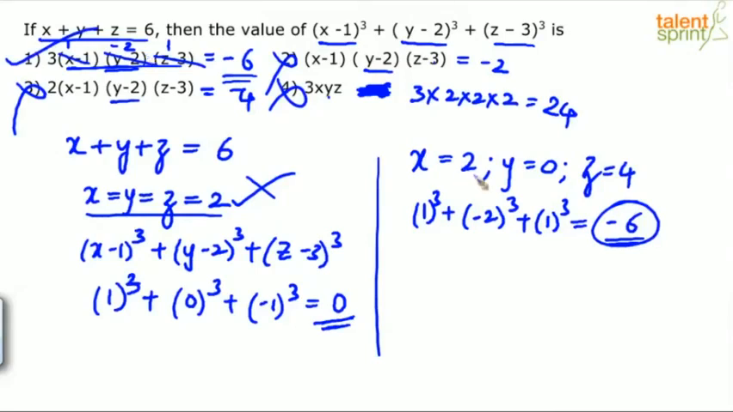The point is, by substituting x equals 2, y equals 0, and z equals 4 in the first three options, we get the results as minus 6, minus 2, and minus 4 respectively. What do we want? We want minus 6 to be the answer. So option 1 has to be the correct answer. Why have we not substituted in option 4? Because option 4 anyway has got eliminated. Option 4 in the first substitution gave us a wrong result.